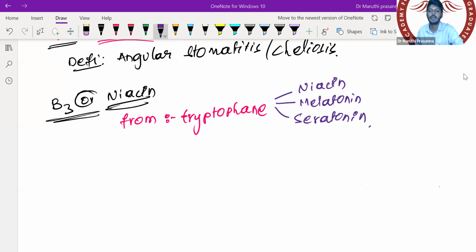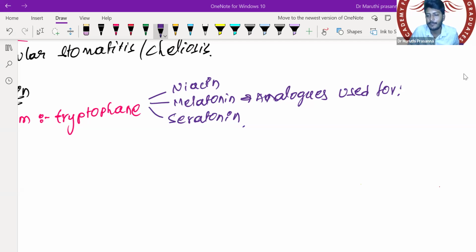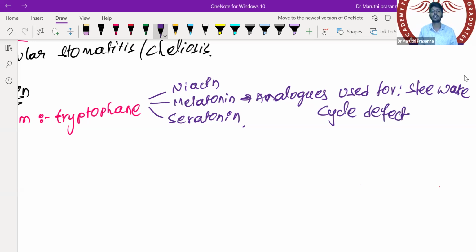So melatonin analogs, where do we use them? Melatonin analogs are used for, look, it is for both of them: blind people with sleep-wake cycle disturbance and non-blind people, for the treatment of sleep-wake cycle defects. So for the defect of sleep-wake cycle, what do we use?